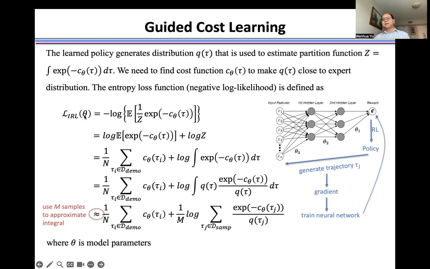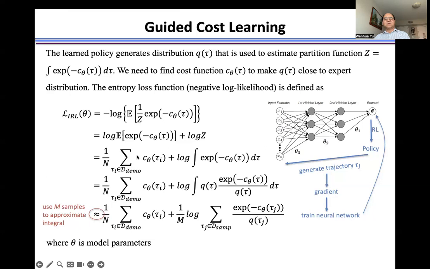This theta is the model parameters. If we use a neural network to express the trajectory and its loss function, then this theta is the network parameters. So from its definition, we have this loss function and split it into two terms. And the second term is the partition function.